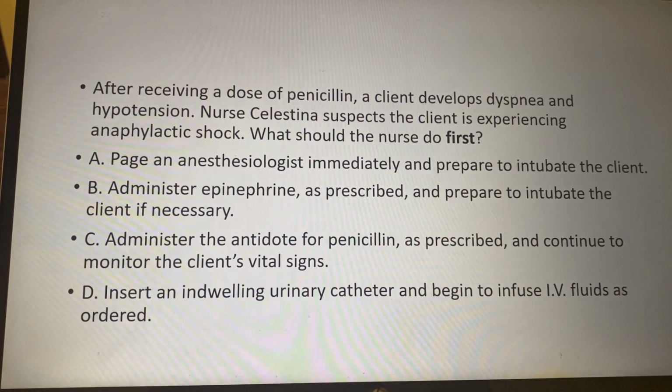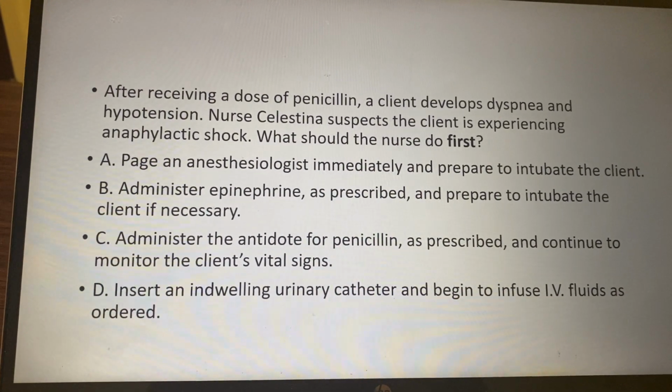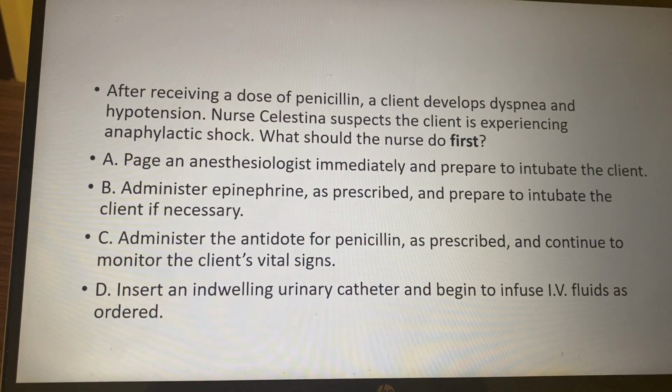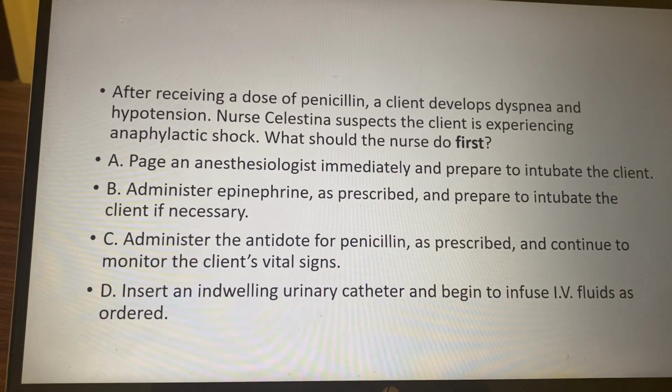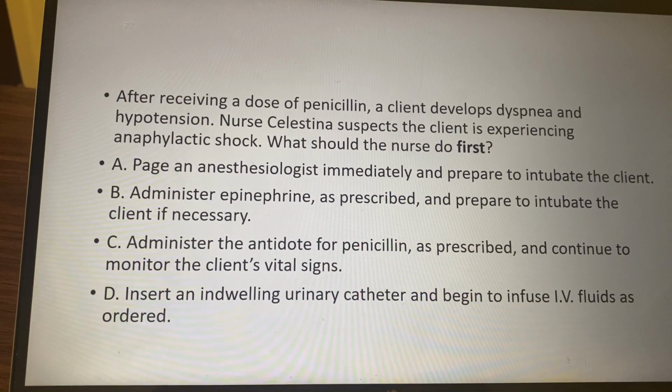So here's a question here. After receiving a dose of penicillin, a client develops dyspnea and hypotension. Nurse Celestina suspects the client is experiencing anaphylactic shock. What should the nurse do first?